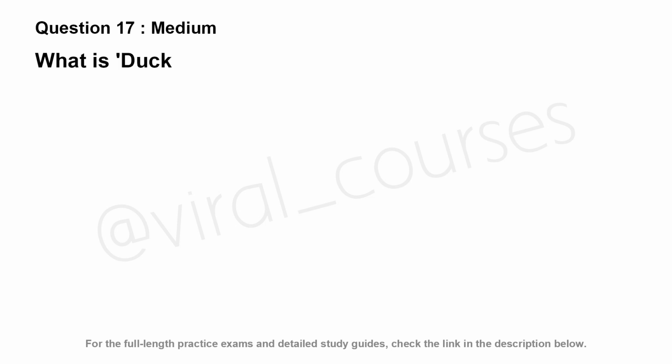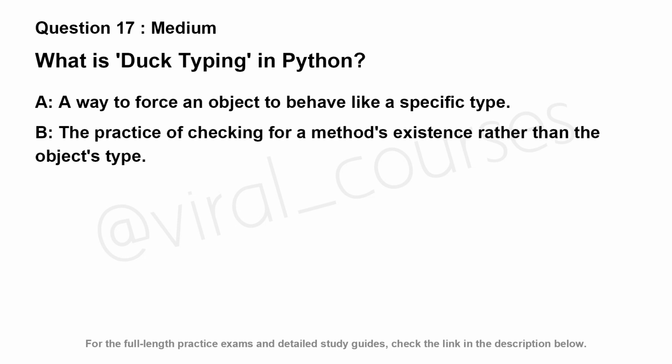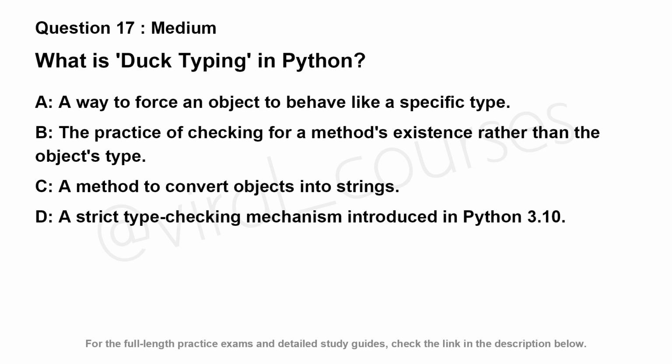What is duck typing in Python? Option A. A way to force an object to behave like a specific type. Option B. The practice of checking for a method's existence rather than the object's type. Option C. A method to convert objects into strings. Option D. A strict type checking mechanism introduced in Python 3.10.